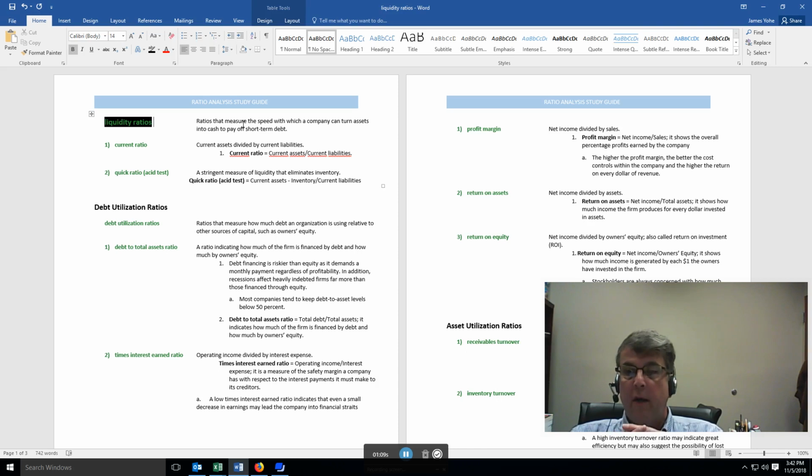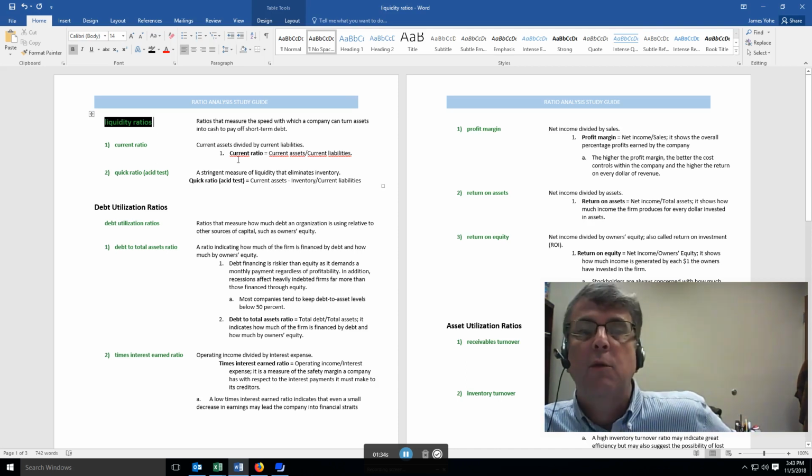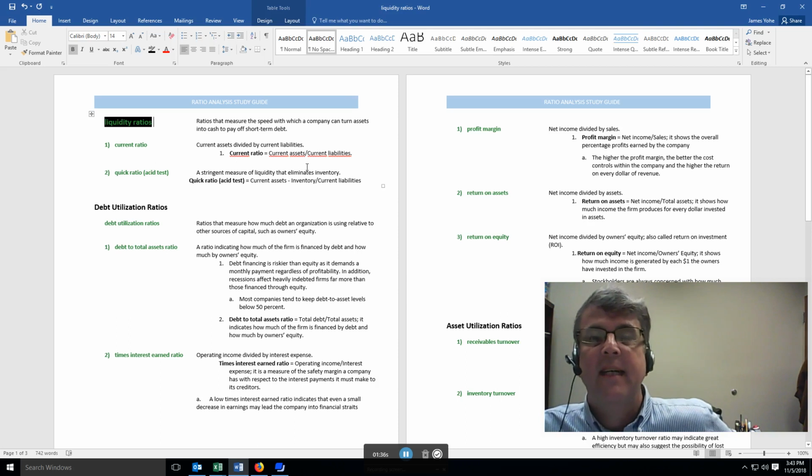Also, if you ever own a business and you're looking for a loan, the first thing I always looked at as a banker was these liquidity ratios, and the main one I cared about was the second one, the quick ratio, or what we called the asset test. So we're going to start with these liquidity ratios. The first one is the current ratio. The current ratio is equal to current assets divided by current liabilities.